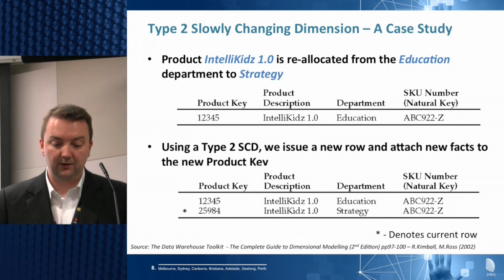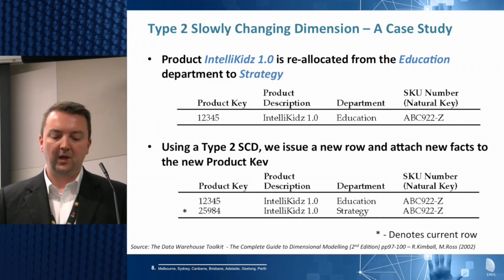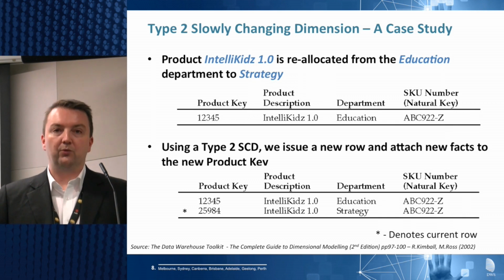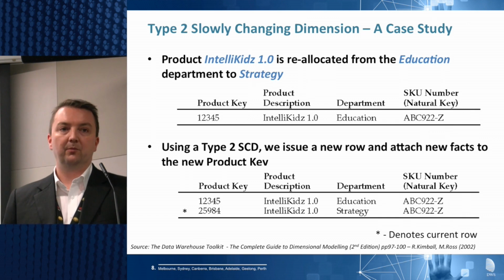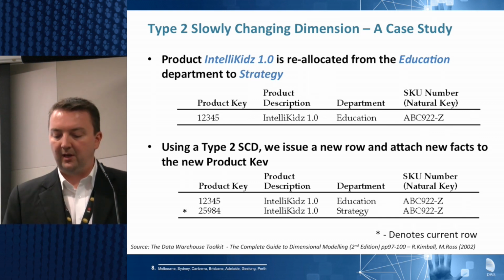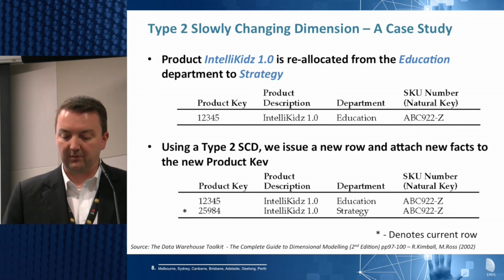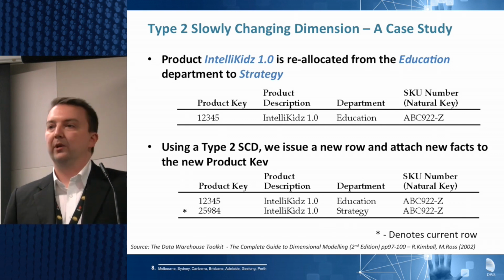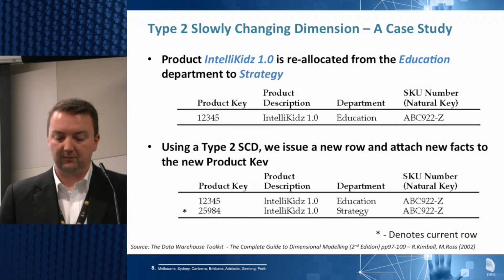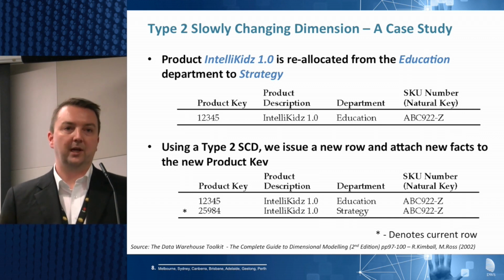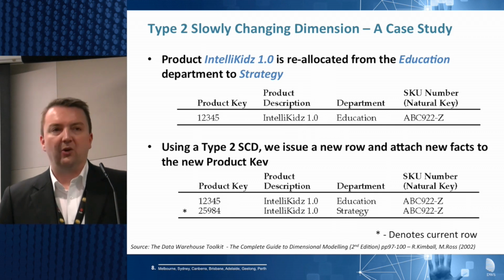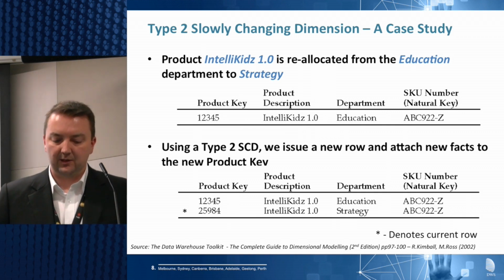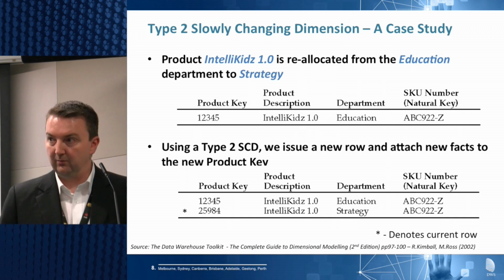Now we do one other thing to this, which is we note which row is the current row, because when new sales come in with a SKU number of ABC 922-Z, we want to know which one to use. We don't want to use the old product. We want to attach new sales to the new product. So we put a star or a current row flag against the new product.